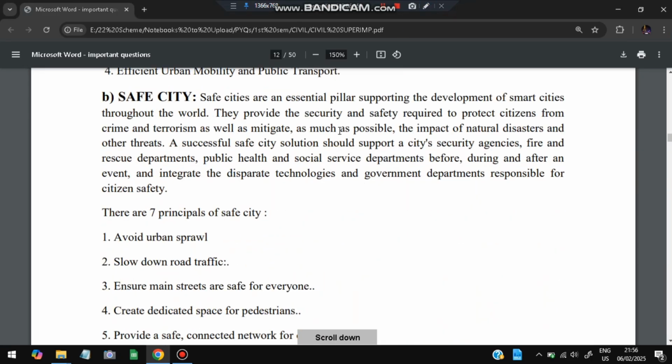A safe city is one which is safe from crime and terrorism, and from any natural calamities. If any calamity comes, there should be departments to help, and a public health and social service department should be there. And if a calamity or earthquake comes, how can people be rescued safely? All those things will be present. That is a safe city.